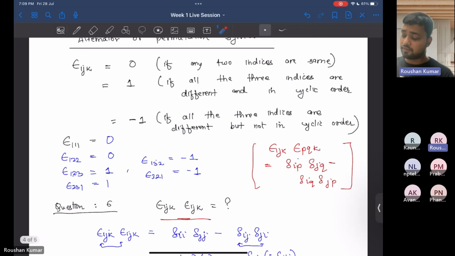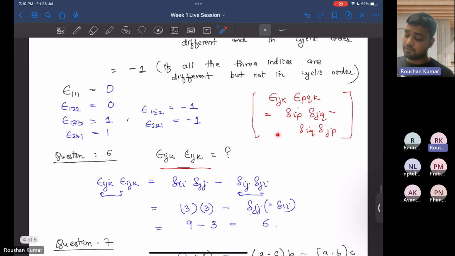And based on this permutation symbol, if we multiply two permutation symbols with each other, we will get this relation. That is, the product of two permutation symbols gives us δ_ip δ_jq minus δ_iq δ_jp, which is the same as ε_ijk ε_pqk. Based on this formula, I have solved one question, that is, what is the value of ε_ijk and ε_ijk.